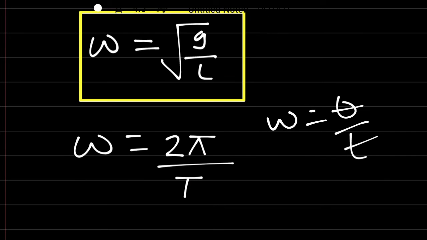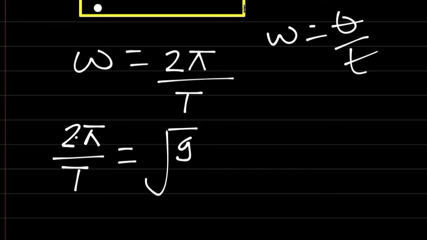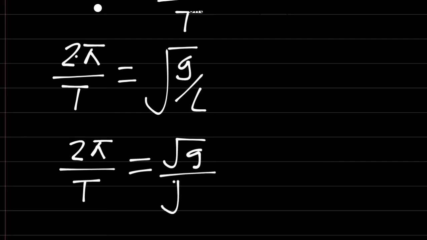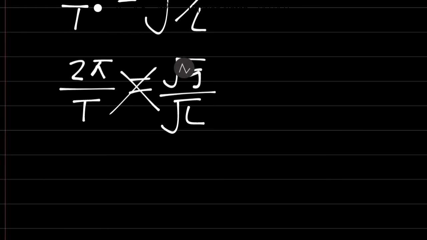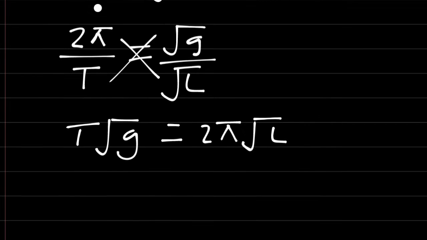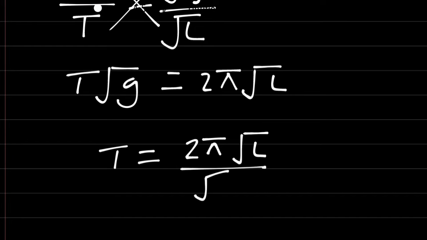2 pi over T is equal to square root of g over L. We are going to make T the subject of the formula. In order to explain it more easily, I'm going to split the other part into root g over root L. We can now cross multiply. So I have T root g is equal to 2 pi root L. Divide both sides by root g. I have T is equal to 2 pi root L over root g.